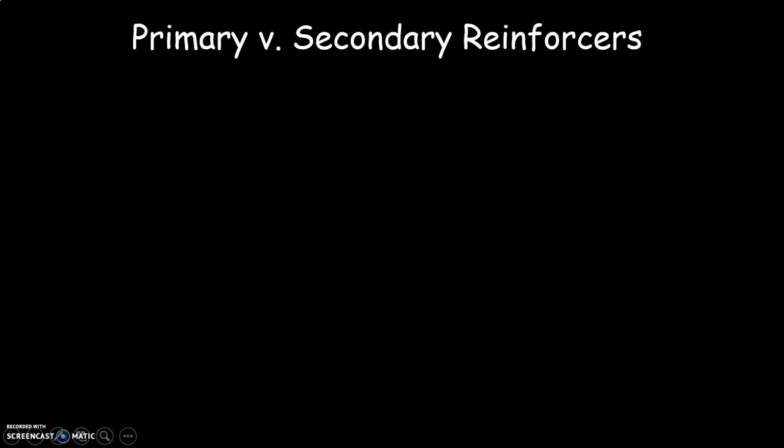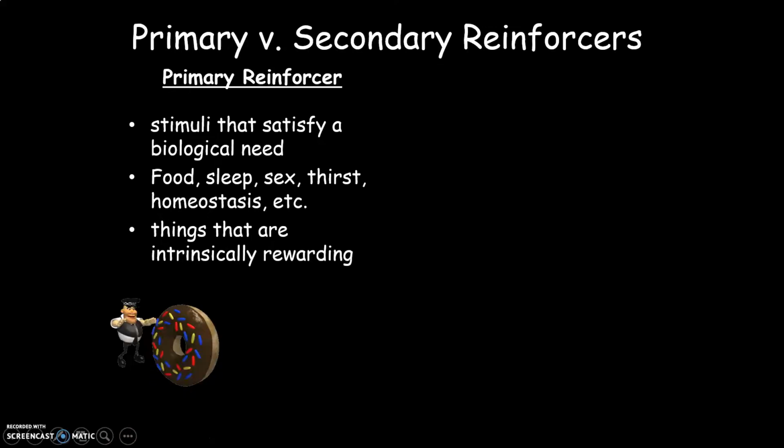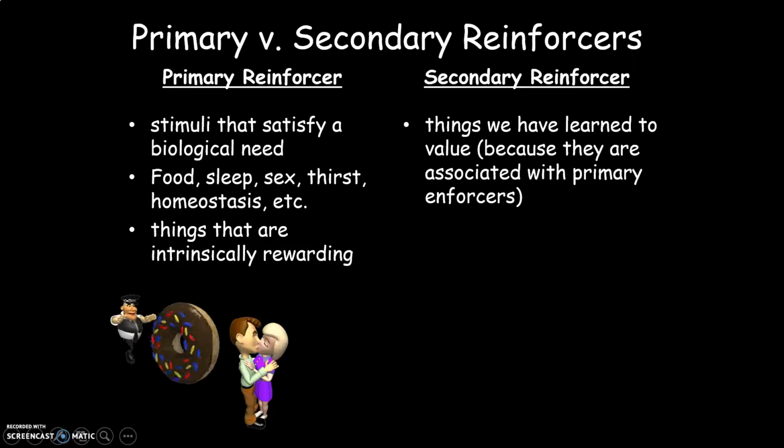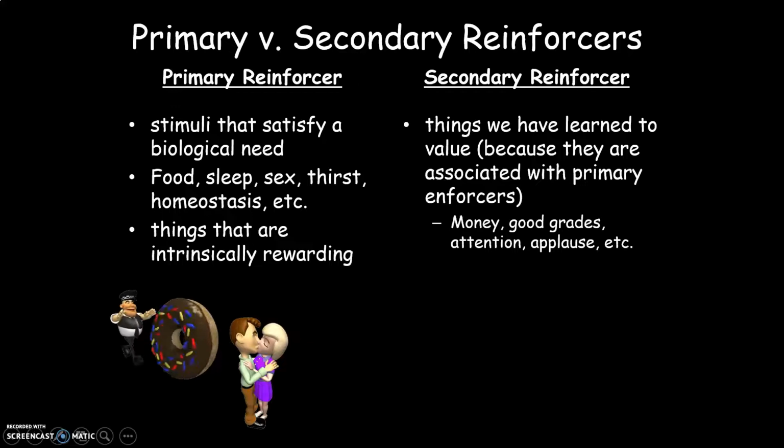We also have primary and secondary reinforcers. Primary reinforcers are things that are going to be good on their own. Usually food is a common primary reinforcer. A lot of times in the experiments within this unit, they use food. These are things that are on their own good and rewarding. Secondary reinforcers are things that we learned have value. This is because they're associated with being able to purchase a primary reinforcer. So money, you can use money to purchase donuts.